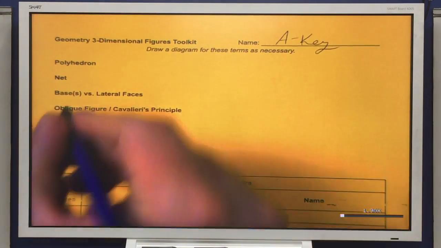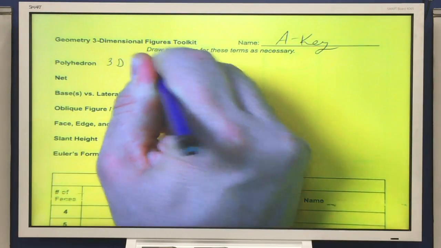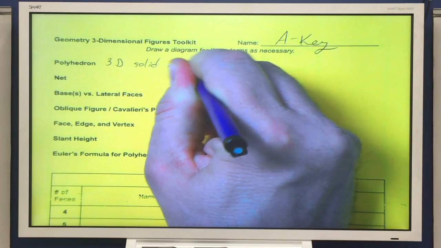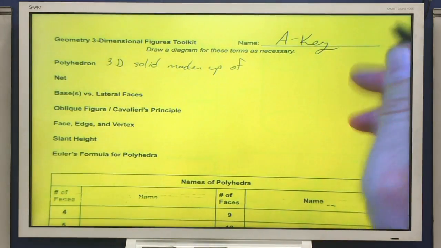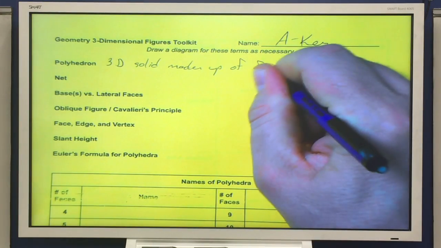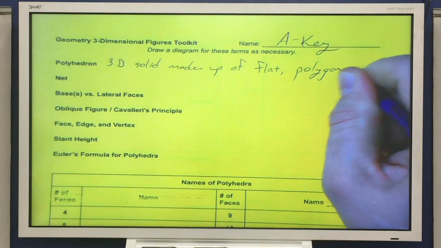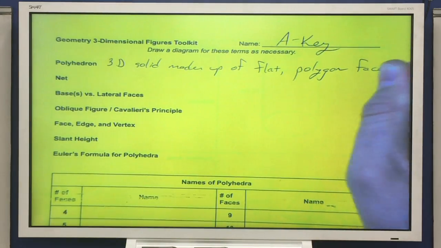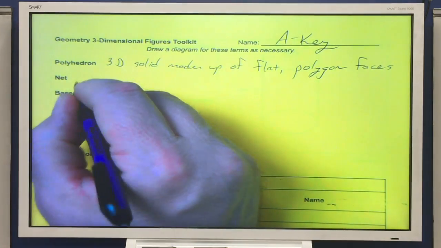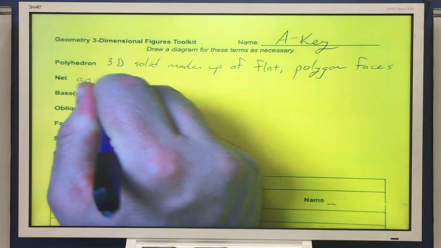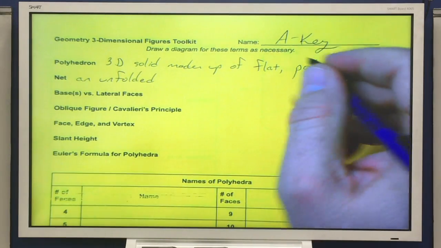A polyhedron is a 3D solid made up of flat polygon faces. A net is an unfolded box laid flat.